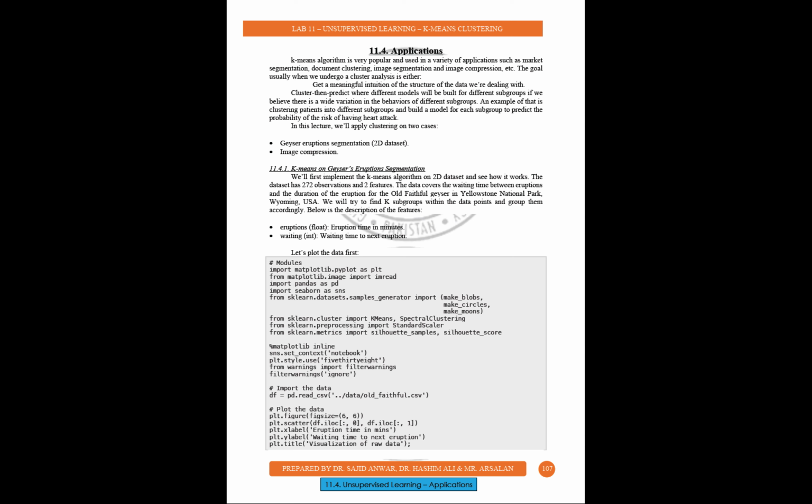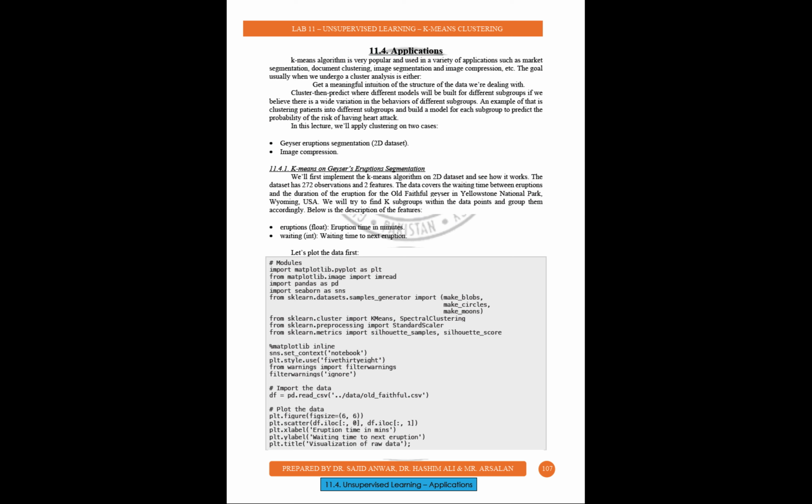The K-means algorithm is very popular and used in a variety of applications such as market segmentation, document clustering, image segmentation and image compression, etc. The goal usually when we undergo a cluster analysis is either to get a meaningful intuition of the structure of the data we are dealing with, or to cluster and then predict, where different models will be built for different subgroups if we believe that there is a wide variation in the behaviors of different subgroups. An example of that is clustering patients into different subgroups and building a model for each subgroup to predict the probability of the risk of having a heart attack.